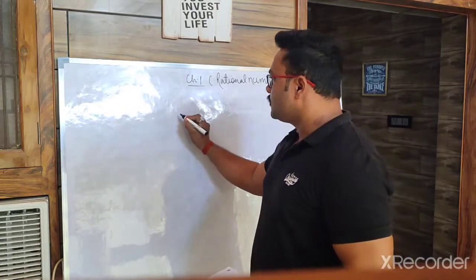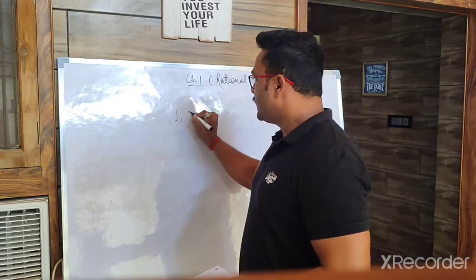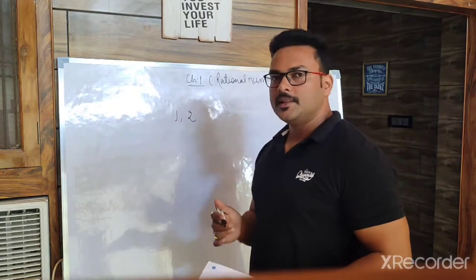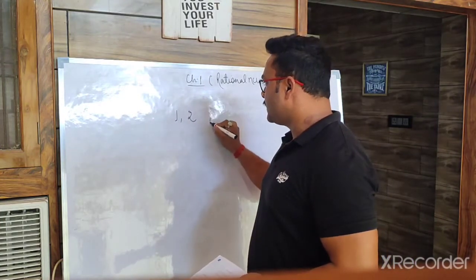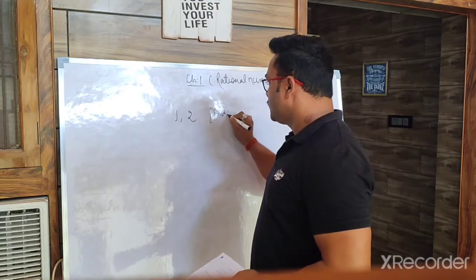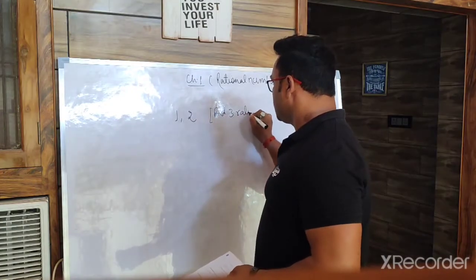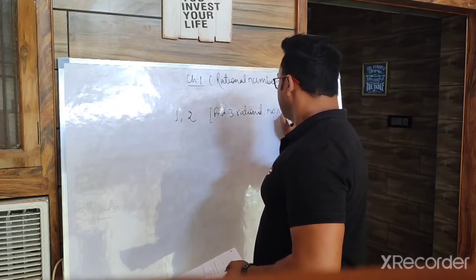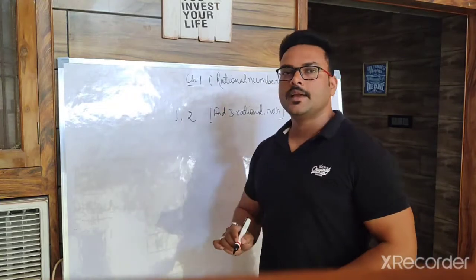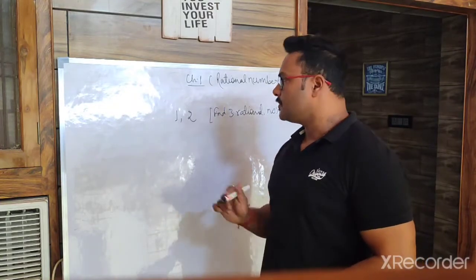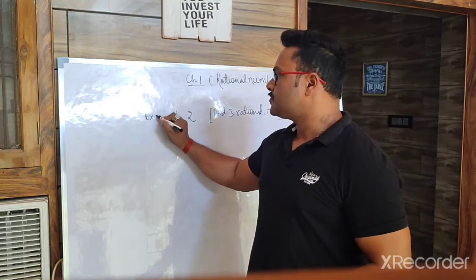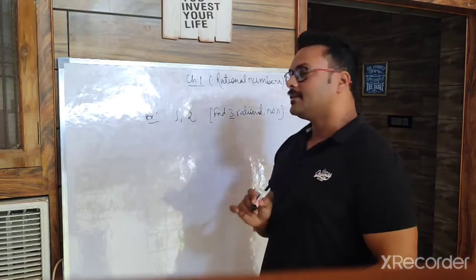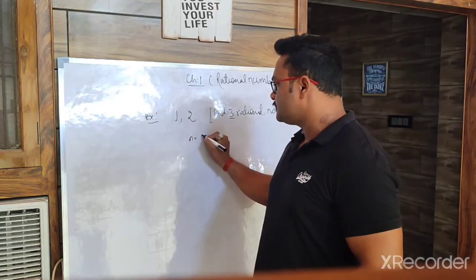So suppose we have two numbers 1 and 2 and we have to find rational numbers between them. Suppose we have to find three rational numbers. Between 1 and 2 we have to find three rational numbers. It is an example just to make you understand the concept. So n will be 3.